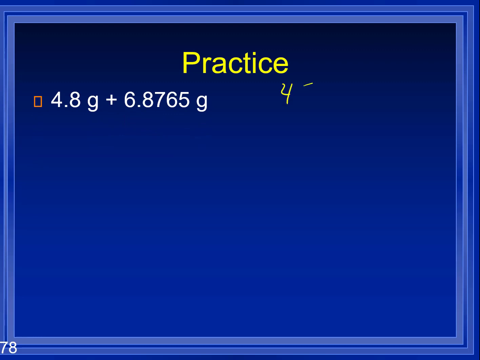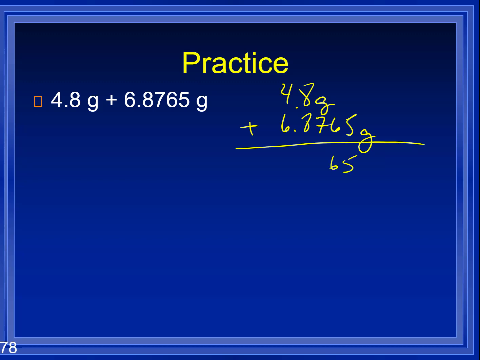So 4.8 grams plus 6.8765 grams. Grams plus grams. So my calculator gives me 11.6765 grams. Sometimes your calculator can give you more significant figures, more digits than are justified.